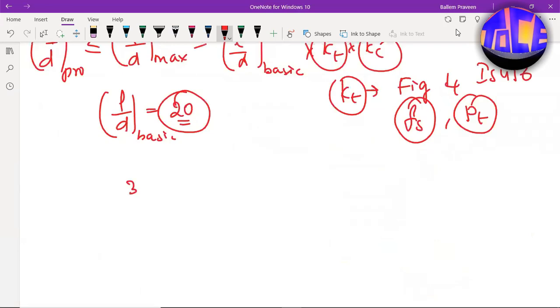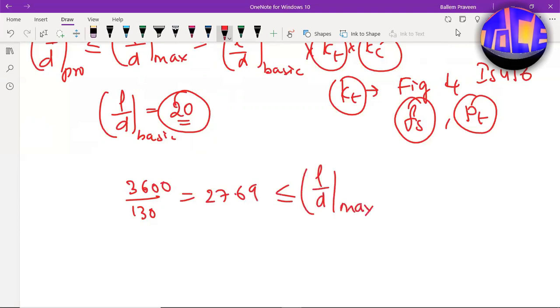Okay, so by substituting all these values, the L by d that is provided, here L is 3.6 m, that is 3600, and d is 130. So what is the L by d value you are getting? It is 3600 divided by 130, so you are getting around 27.69. If this is less than or equal to the L by d maximum value, then you can say it is safe against deflection.